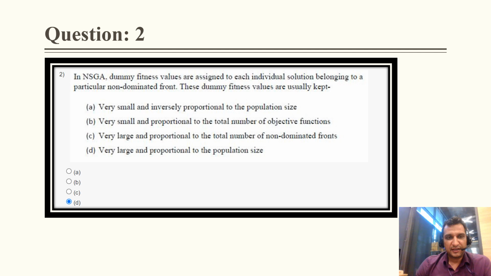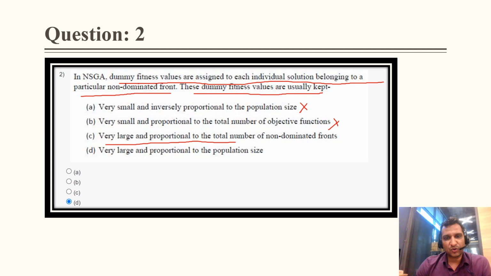Question number 2. In NSGA, dummy fitness values are assigned to each individual solution belonging to a particular non-dominating front. The dummy fitness values are usually kept very high or very large, so the first two options are incorrect. The option with very large and proportional to the total number of non-dominated fronts is also wrong. Actually, the dummy fitness value will be very large and proportional to population size. So option D is the correct one.